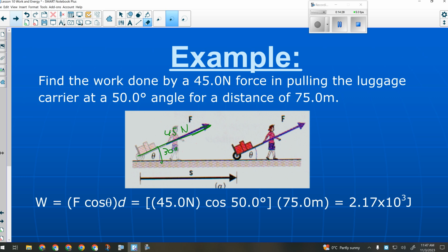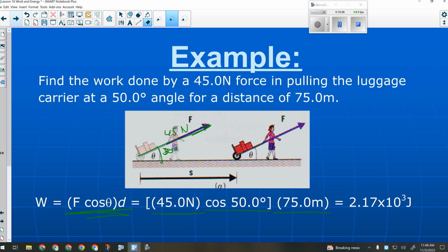So if I want to calculate how much work is done, I use that formula, F cos theta times d. So 45 newtons is my force times the cos, sorry, that's 50 degrees, not 30, of 50 degrees times 75 meters. And I get 2,170 joules. Is that a lot of energy? Actually, it is. That is a fair amount of energy. This obviously is not a very good set of wheels, because that's a lot of energy for pulling something 75 meters.